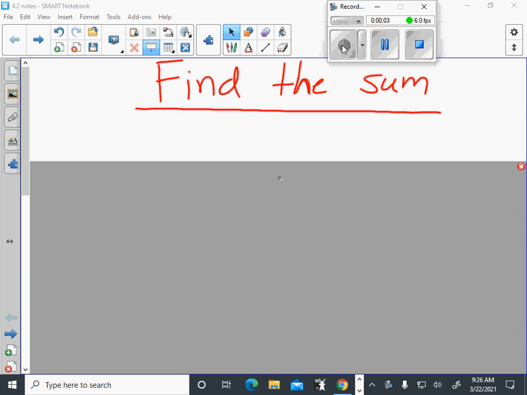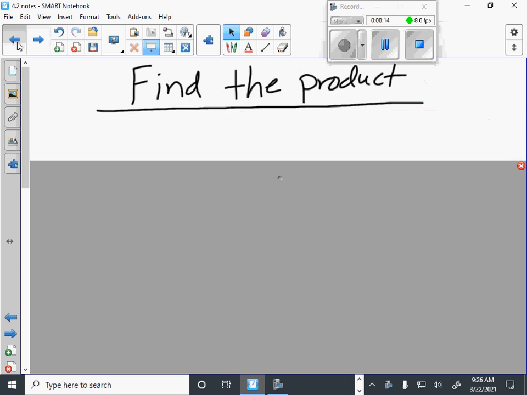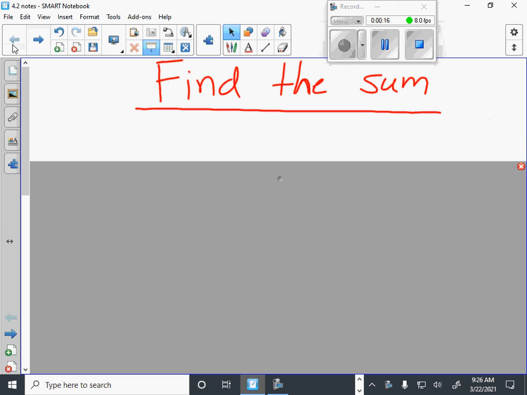Okay, 4.2 is all about finding the sum, the difference, and the product of polynomials. So we're going to first find the sum, then the difference, and then the product. The sum. What does the word sum mean in math? In math, the word sum means addition. So we're just going to be adding some polynomials together.